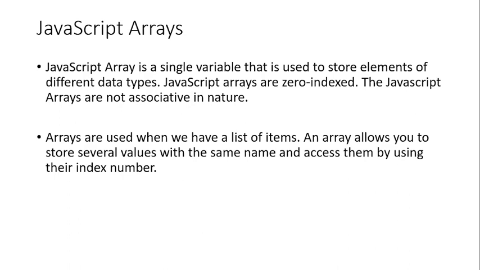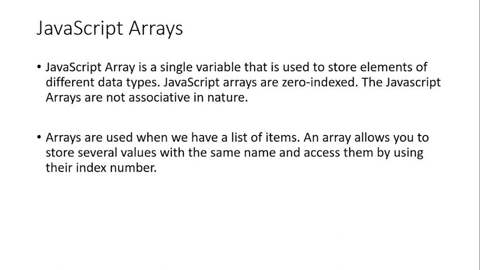So what is a JavaScript array? It is a single variable where we can store different data types. The elements of different data types stored in a single variable is known as an array, right? Normally JavaScript arrays are zero indexed, so the first element starts at index zero. Arrays are not associative in nature.